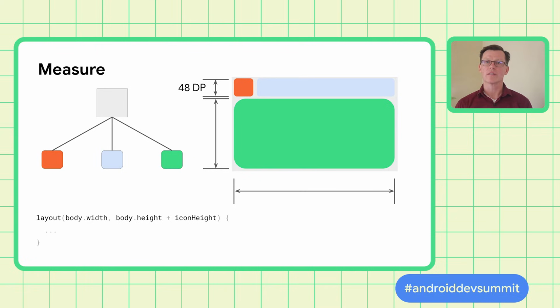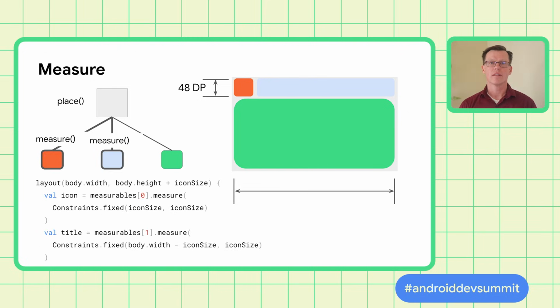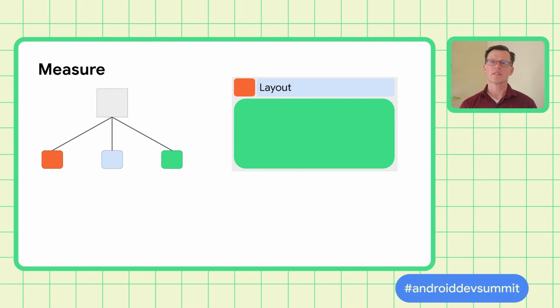The system recognizes that only the body was measured, so it is the only child that is important for determining the size of the layout. The icon and text must still be measured, so that can be done in the placement block. Let's suppose that the title is animated. When the title has changed, the system doesn't have to rerun the measurement of the layout, so the body doesn't get remeasured, saving unnecessary work.